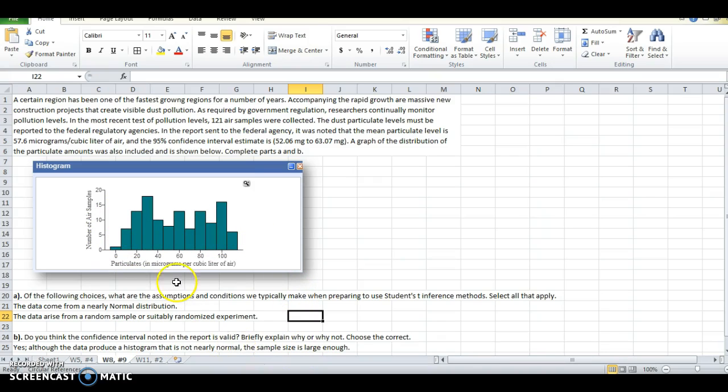All the data produce a histogram that is not nearly normal, but the sample size is large enough. And that's the key, is sample size. So when in doubt in terms of the normal distribution, as you produce more samples and have a sampling distribution, and you sample more, then that leads to an eventual normal distribution. And that's a key point to make.